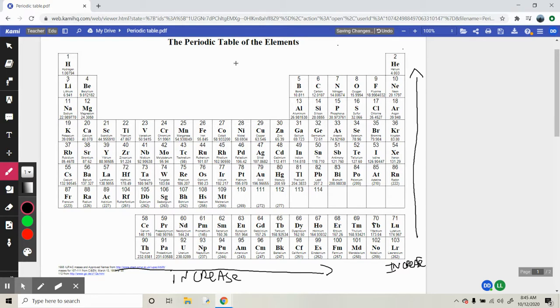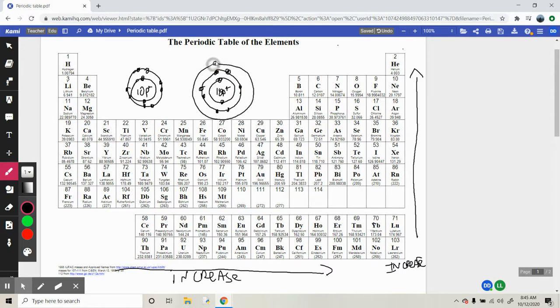So let's look at an example. Let's just do neon and argon. Neon's got 10 protons, which it'll have 2 inner electrons, then 8 outer electrons. And then argon will have 18 protons, and then it has that third energy level, okay?